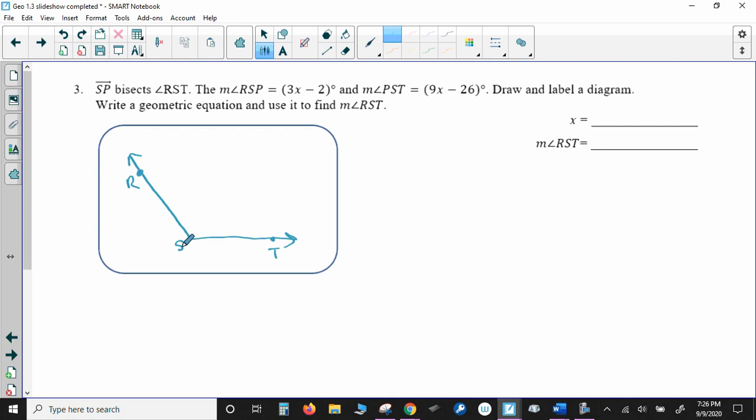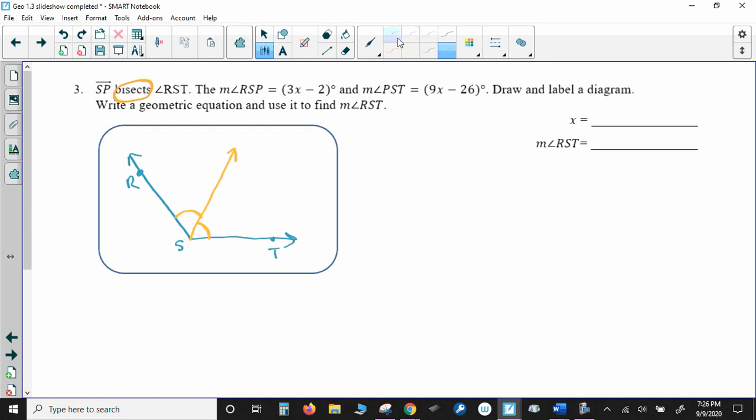And it says SP bisects. Well, I'm going to circle the word bisect and remind you that bisect means to cut exactly in half. We can bisect a segment. We can bisect an angle. When we bisect an angle, we're going to get two congruent smaller angles. Okay, so it says ray SP bisects. So I'm going to draw this angle here, and I'm trying to make it look like it's cutting exactly in half. And I'm going to put this marking. This arc mark says that these two angles have the exact same measure, okay?